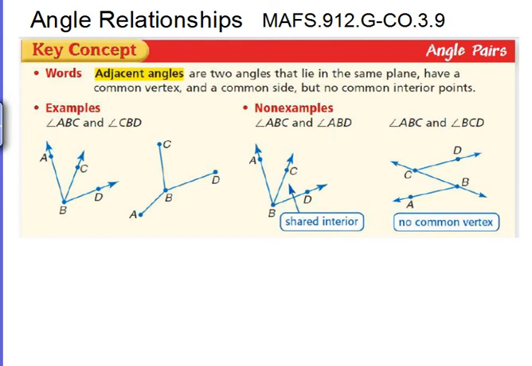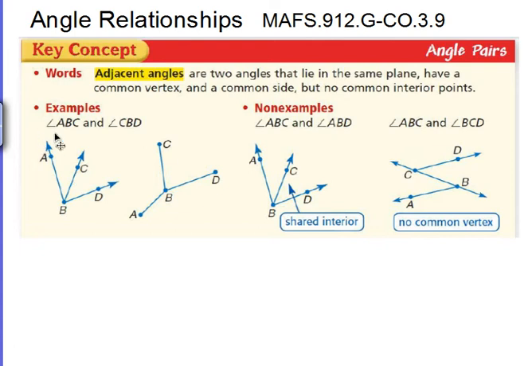We're going to talk about angle relationships. The first one is adjacent angles. Adjacent angles are basically two angles that lie on the same plane, have a common vertex and a common side, but no common interior points. All this basically means is that they share the same vertex and the side, which is one of the rays.